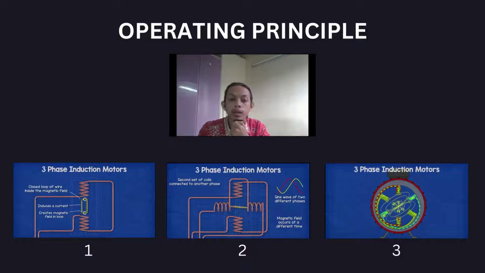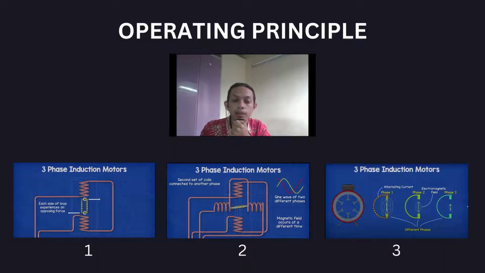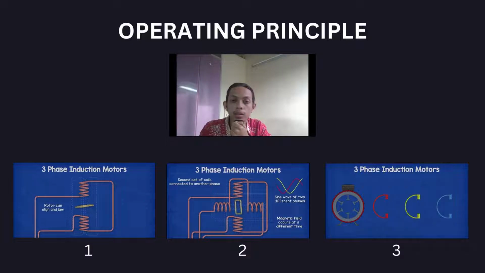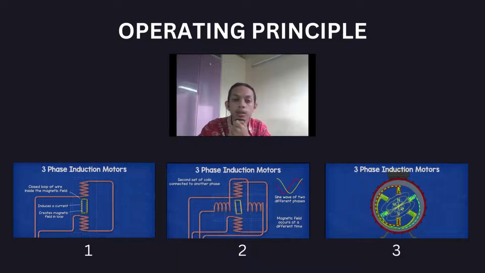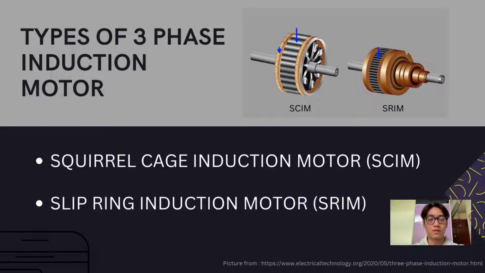This is why a three-phase induction motor is self-starting, because it does not need any external force to rotate it. It only uses an electromagnetic field generated between a coil, which acts like a permanent magnet, and a closed loop wire in the middle, which interacts with the magnetic field of the permanent magnet. And this is how the three-phase induction motor operates.